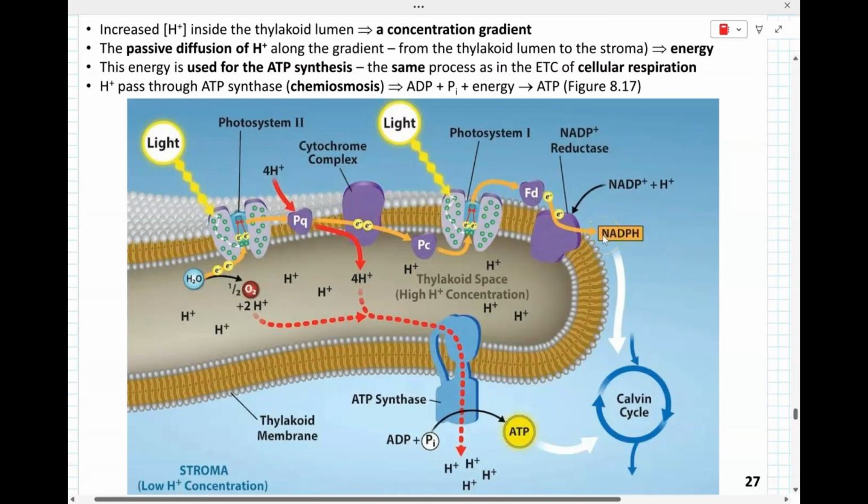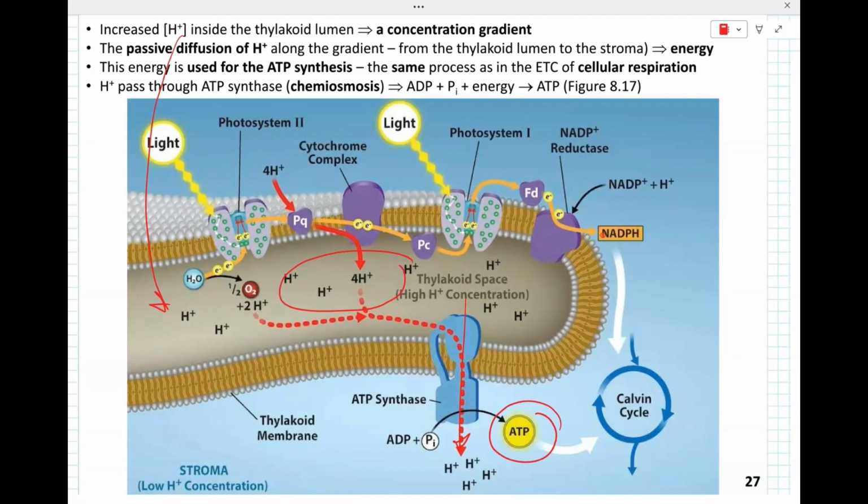So this picture is familiar to you since we saw it before when we discussed cellular respiration. Elevated hydrogen concentrations within the thylakoid lumen furnish a concentration gradient which is directed from the thylakoid lumen to the stroma. Hydrogen ions diffuse passively through the ATP synthase from thylakoid space into the stroma in the process of chemiosmosis. That diffusion provides energy for the synthesis of ATP by ATP synthase. This process is essentially the same as the process of ATP synthesis in the electron transport chain and chemiosmosis of cellular respiration.